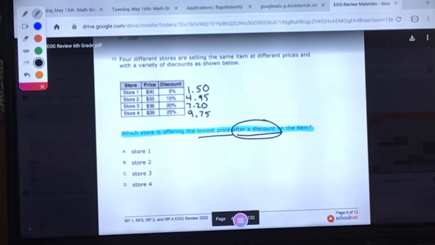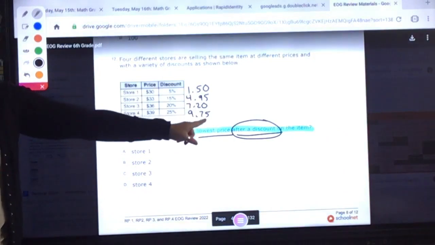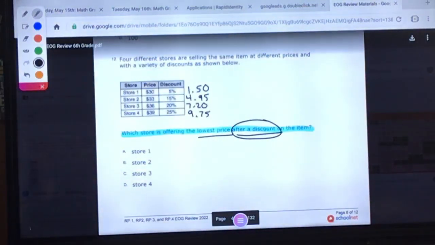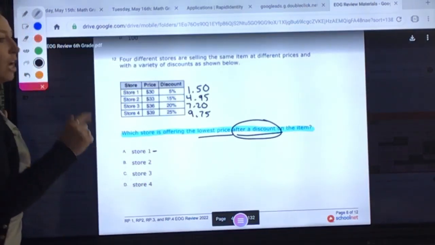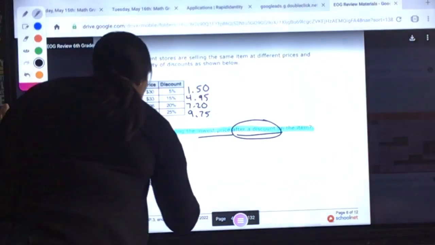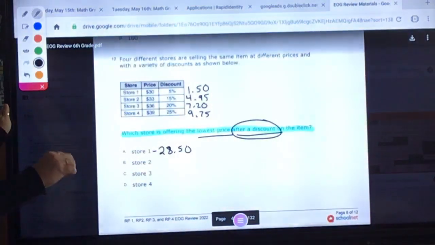I know. So now what do you have to do with each one of these numbers? Mikhail. Right, so now I want you to do 30 minus $1.50. Raise your hand, tell me what you get. And yes, use your calculator, guys. Christiana. $28.50. All right, next one, 33 minus 4.95.